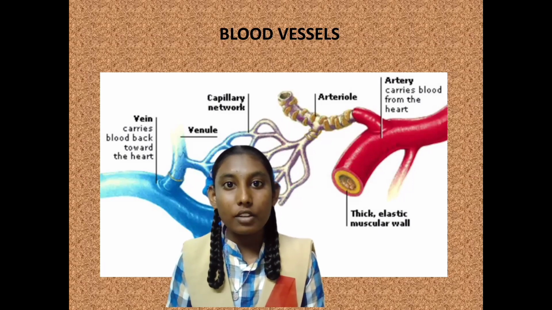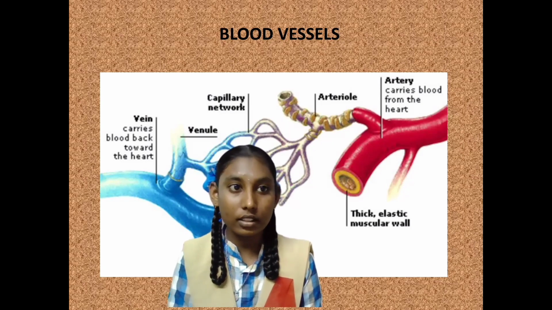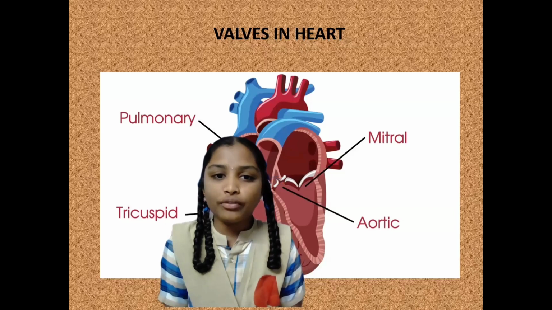The second one is veins. Veins transport blood to the heart from different organs of the body. They have thinner walls as compared with arteries. They have valves to prevent backflow of blood. The largest vein in the body is the vena cava, and the smallest ones are venules. The last one is capillaries. These are exceedingly small vessels located within the tissues of the body that transport blood from arteries to veins.